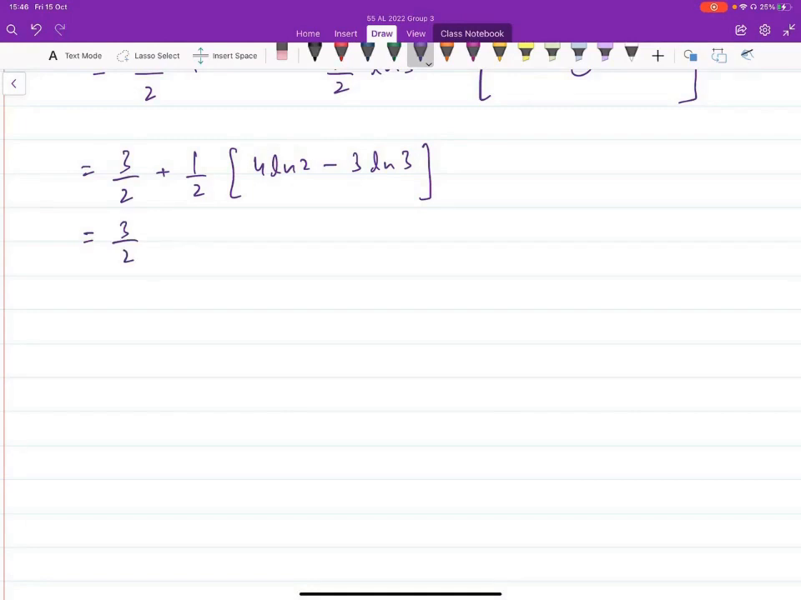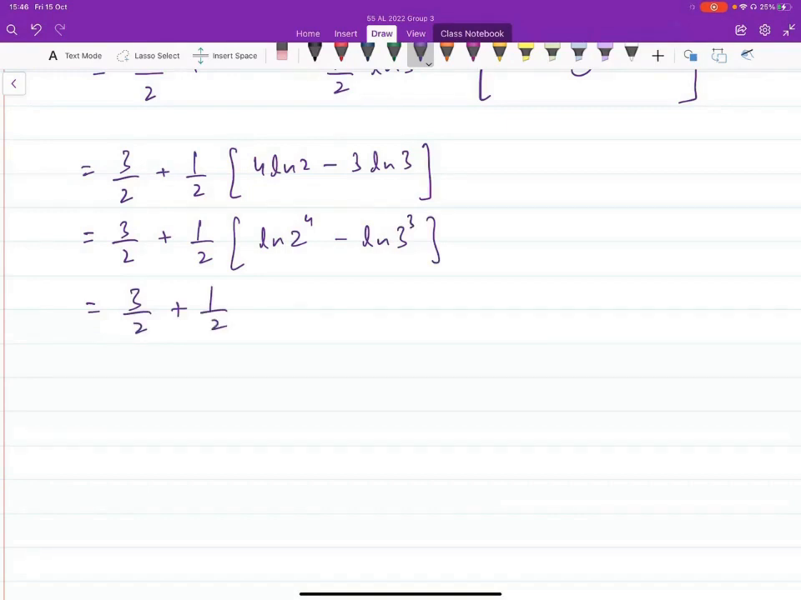अब अपने log rule apply करना है यहाँ पे, तो क्या करना पड़ेगा अंदर? This is ln of 2 raised to power 4. 4 को power में ले गए. Minus ln of 3 raised to power 3. And then you can apply the log rule again. So it becomes 3/2 plus half into ln of 16/27. That's what we needed to show there.